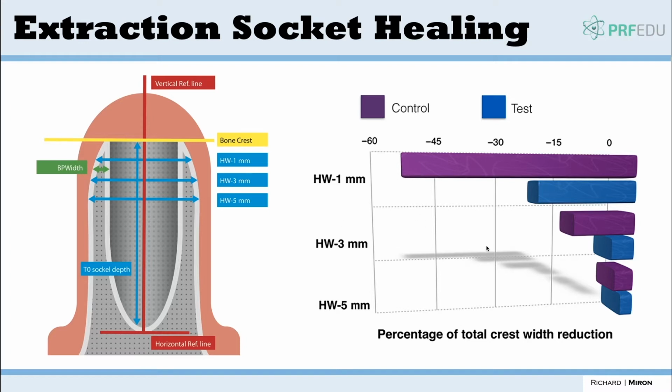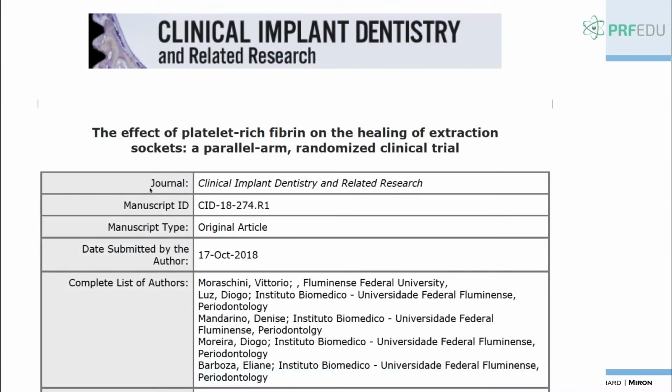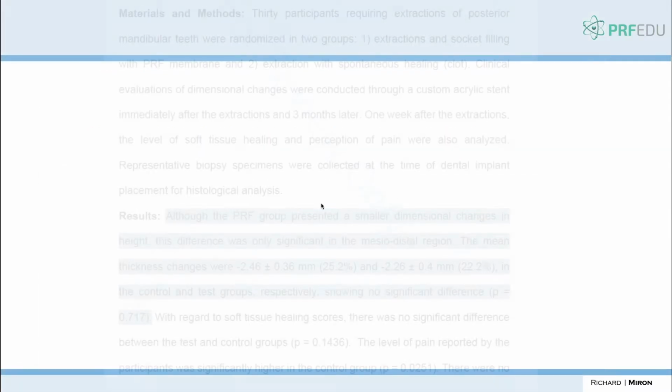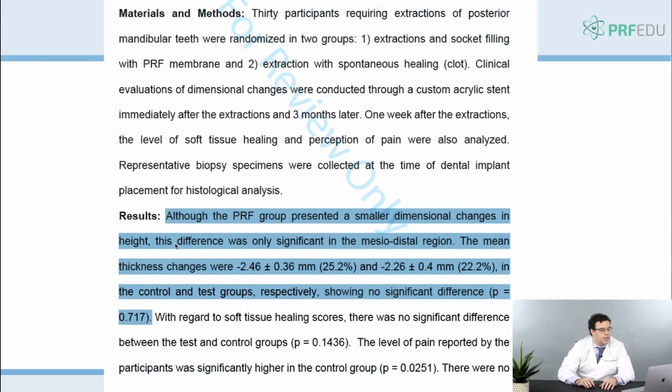Now, one thing about the field of using PRF for extraction sockets is that there is a lot of variability in the literature. And so this has to be brought to the forefront as well, because some studies looked at the effect of PRF for the healing of extraction sockets. Again, very nicely performed randomized studies. And although the PRF group presented a smaller dimensional change in the height, this difference was only significant in the mesiodistal region.